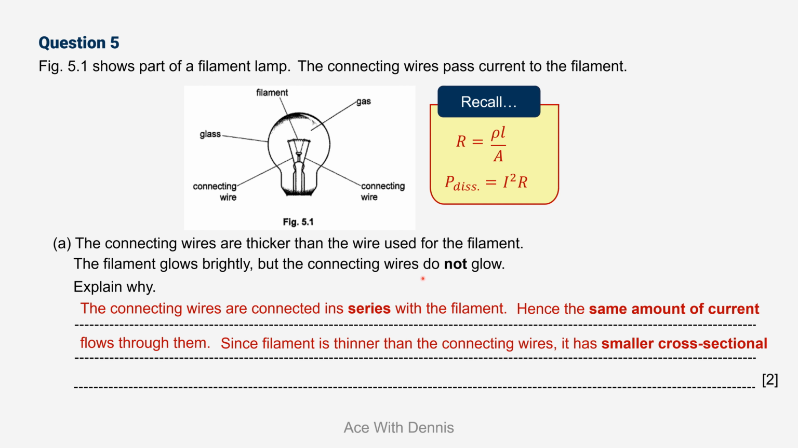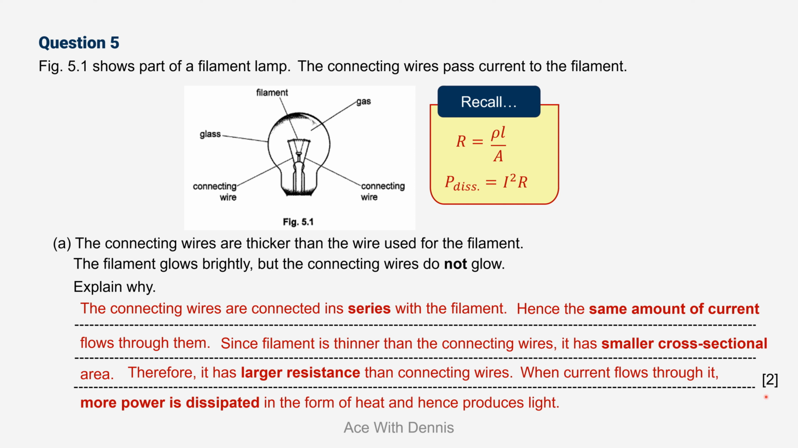Okay, so now we can say that since the filament is thinner than the connecting wires, it has a smaller cross-sectional area. A is the cross-sectional area, which means that it has larger resistance than the connecting wire. So what does it mean? The R is more, as I mentioned just now, so the dissipated power is also more. So when the current flows through it, more power is dissipated in the form of heat and hence produces the light. Actually, this is how the filament lamp works.